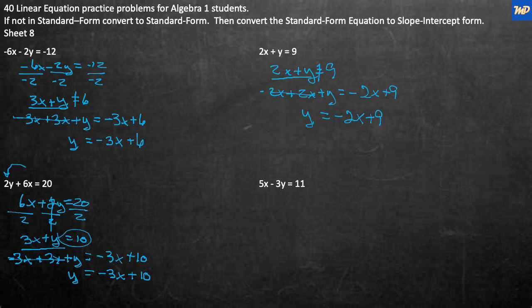5x minus 3y plus 11. Everything is good about that format. There's no common factors. There's no fractions, no decimals. They're in the right order, x, y, and then constant. There's no negative x coefficient. All we have to do is start going to slope-intercept form, which means I'm going to rewrite this. 5x minus 3y equals 11.